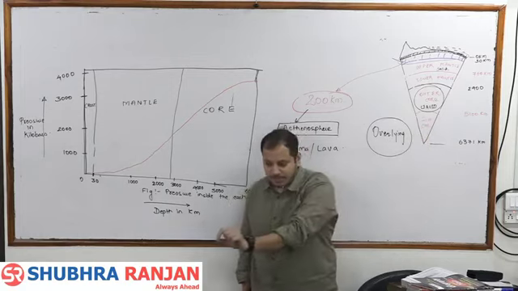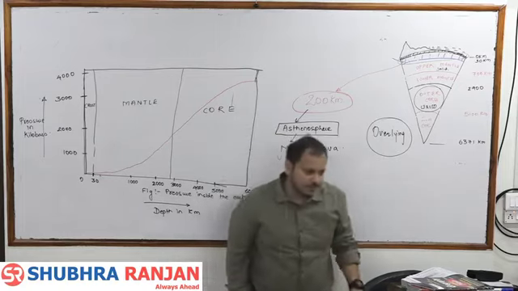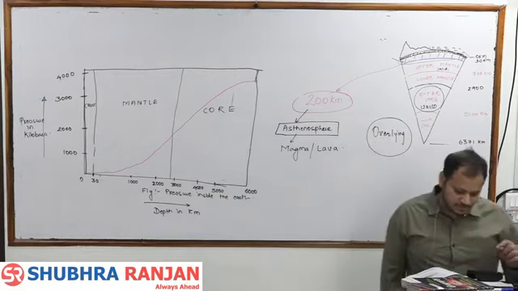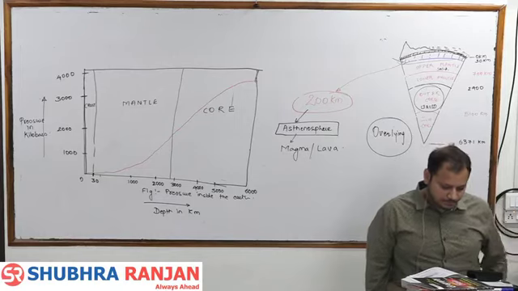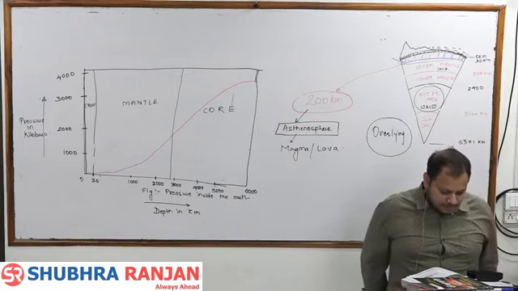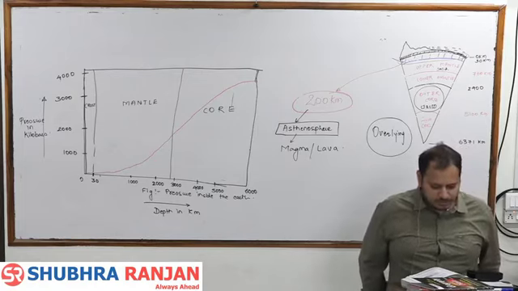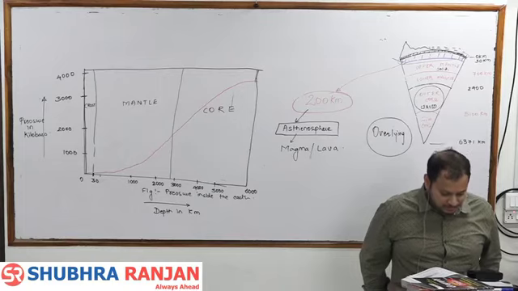So point number 1 we had written: pressure increases, therefore density increases. Second point, the earth is denser because as we go deeper inside the earth, the density of the materials increases.